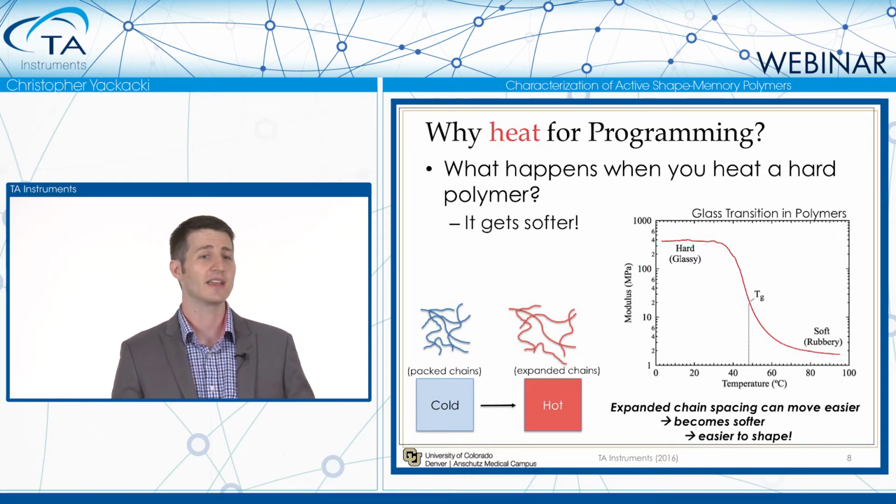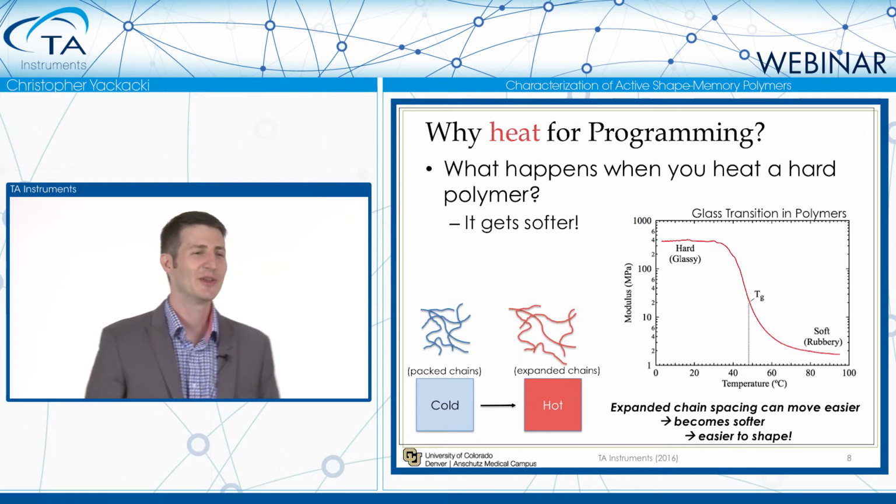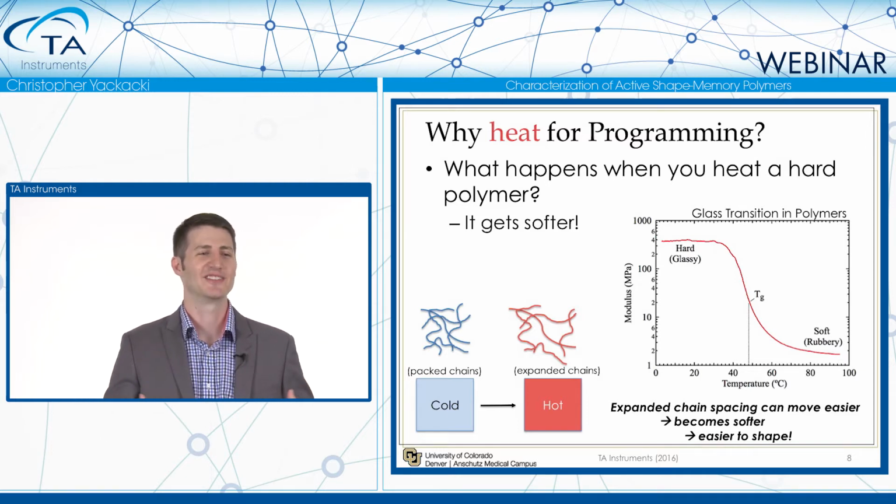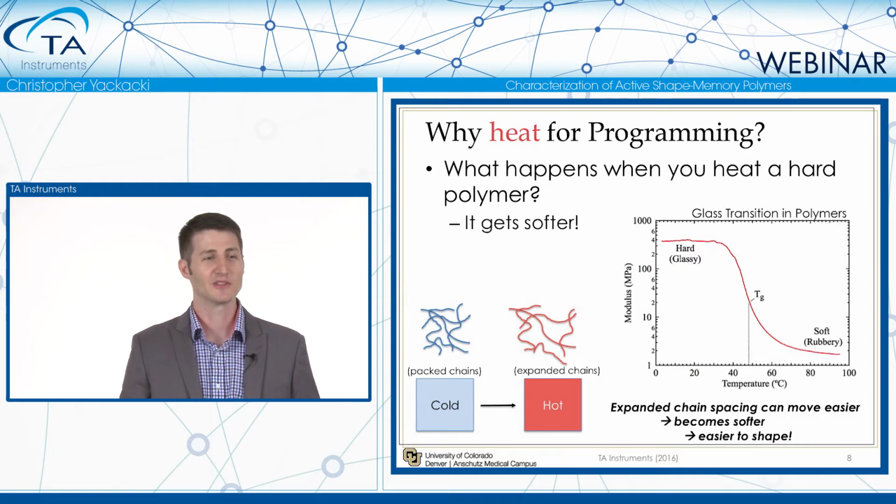And if you ask why it gets softer or more rubbery, you could look at what's happening to the chains themselves. Below the transition, or cold, you have your chains with secondary bonds, you have a nice packing, you have less free volume. But as we go above that transition temperature, we break our secondary bonds and we expand out our free volume. And in that case, it's a lot easier to shape. There's a lot more chain mobility.